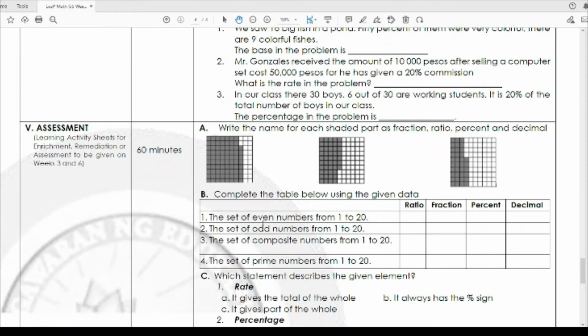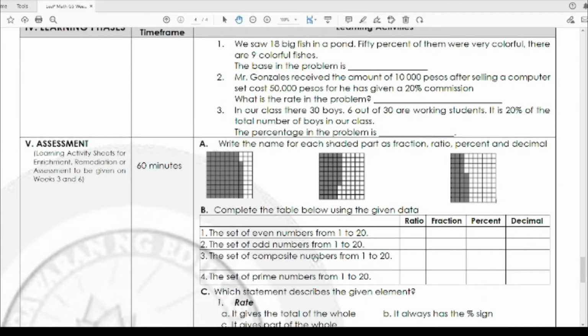Letter B, complete the following table below using the given data. Again, the set of even numbers from 1 to 20. So what are those even numbers from 1 to 20? You will write it in ratio, in fraction, in percent, and in decimal. Number 2, set of odd numbers from 1 to 20. Before, in our previous examples, 100 ang ating kinuhanan. But this time, we are only using 1 to 20. Number 3, the set of composite numbers from 1 to 20.